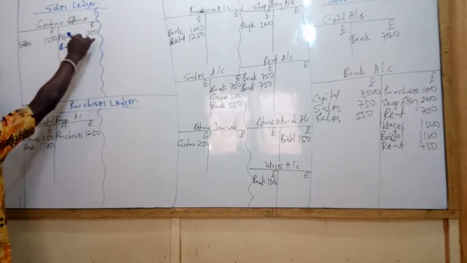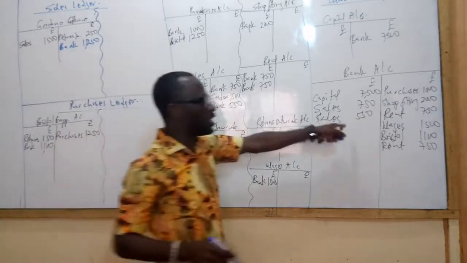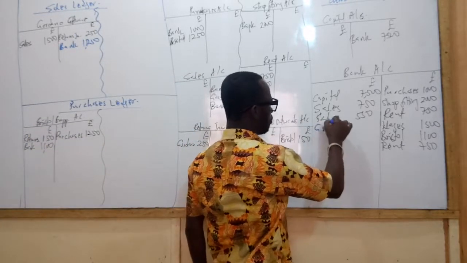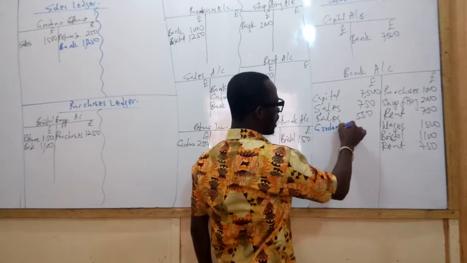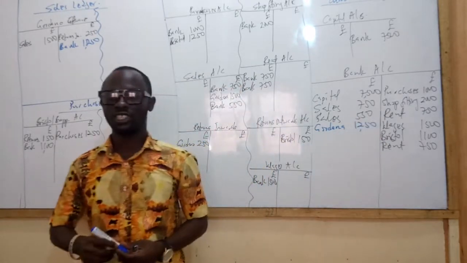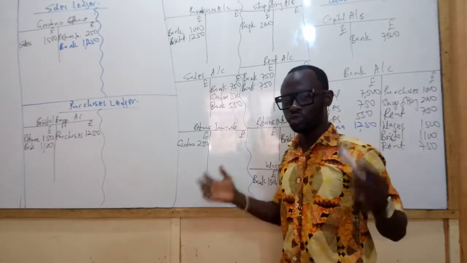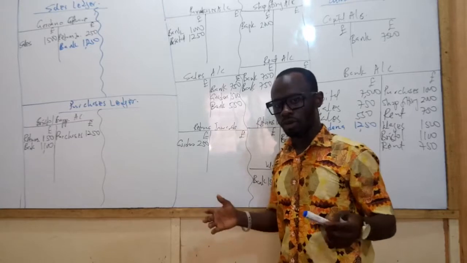So bank 1,250. Then that will come in the bank account from Gonado, 1,250. So that's all about that. Very simple, sweet, straight to the point, right?